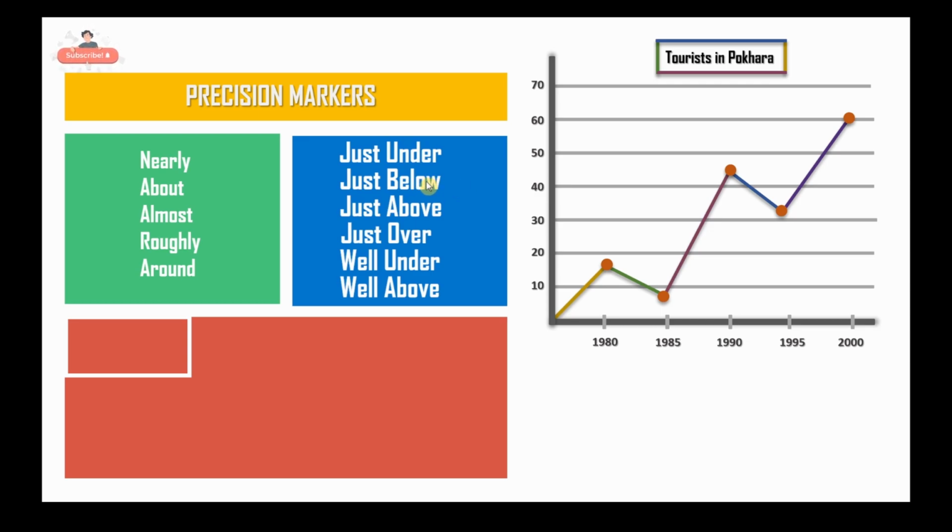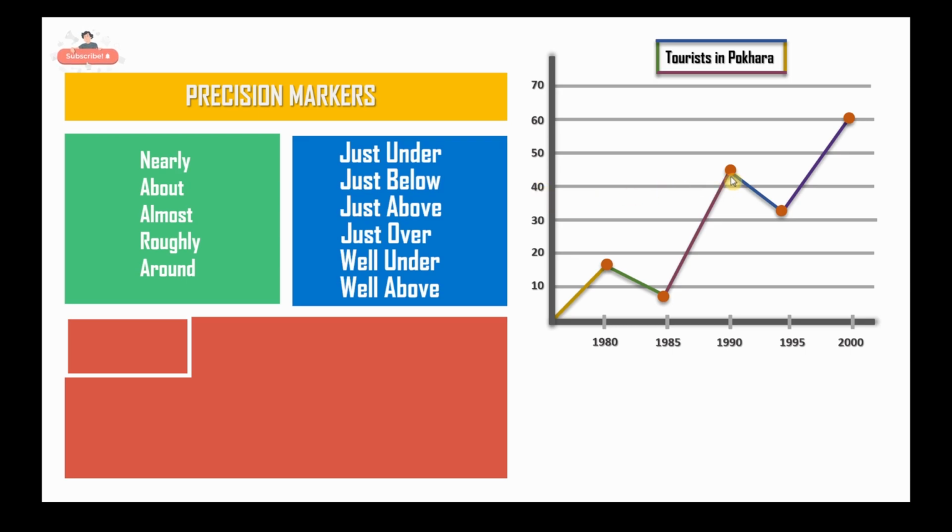For example, the number was just below 10 in 1985, but in the case of 1990, here, the number is quite below 50, right? That is not just under 50, that's quite below 50. So you need to write the number of tourists in Pokhara in 1990 was well below 50 or well above 40. So if you're writing below, then just look at this graph very carefully. It's below 50, but it's above 40.